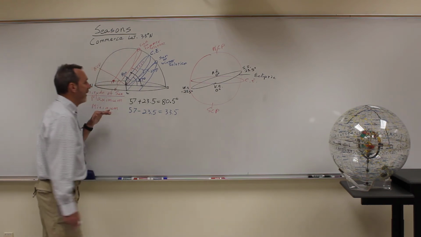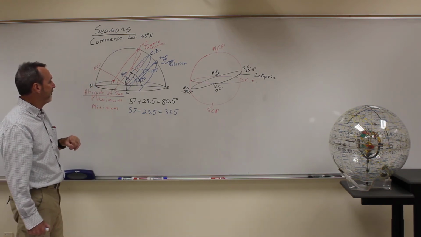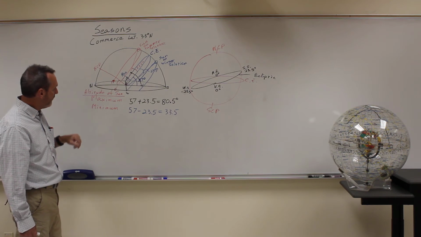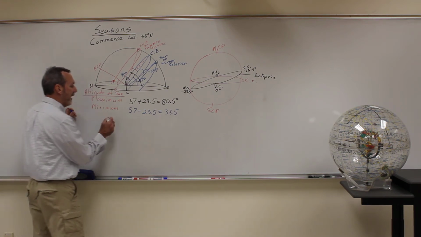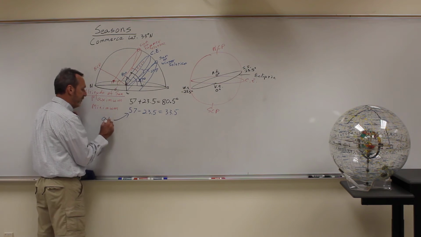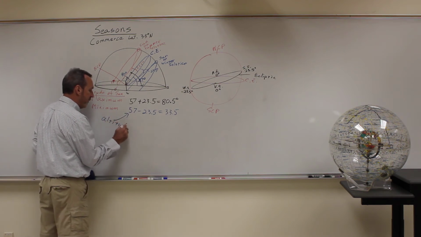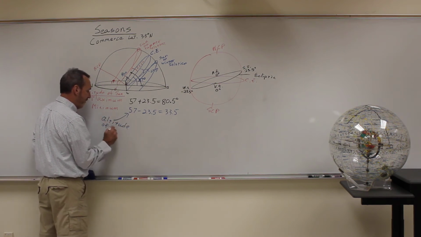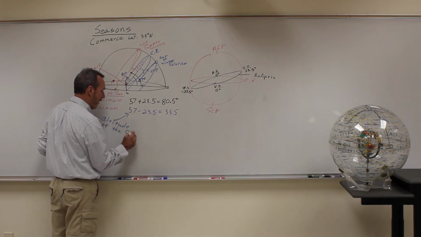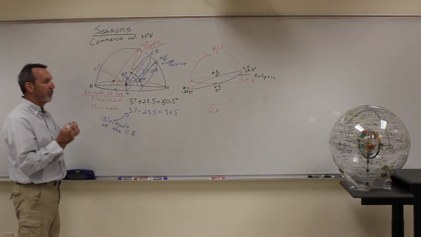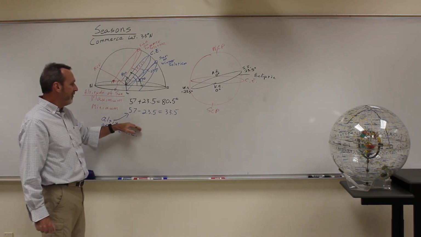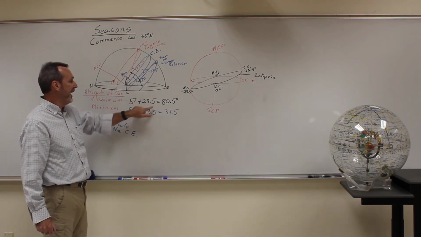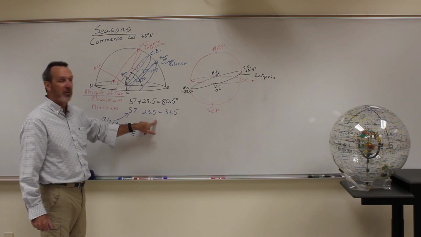Okay? And I'll show you that in just a second. We'll go to a very extreme case. But hopefully this is making sense. The key here is always to find the altitude of the celestial equator. That's why we spent that time figuring out what the altitude of the celestial equator is, because once you have that, to get the maximum of the sun, you add 23.5. To get the minimum, you subtract 23.5.